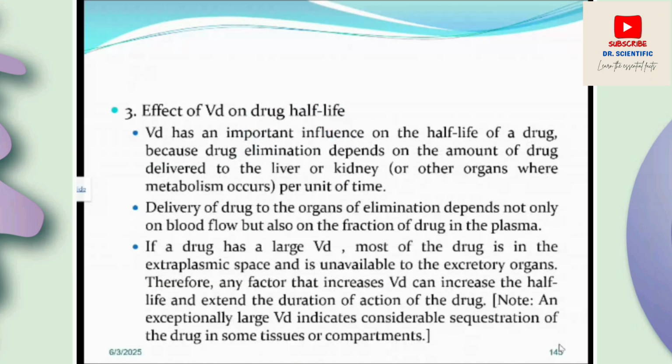It's okay. Effect of volume of distribution on drug half-life. Volume of distribution has an important influence on the half-life of a drug because drug elimination depends on the amount of drug delivered to the liver or kidney or other organs where metabolism occurs per unit of time. Delivery of drugs to the organs of elimination depends not only on blood flow, but also on the fraction of drug in the plasma. If a drug has a large volume of distribution, most of the drug is in the extraplasmic space and is unavailable to the excretory organ. Therefore, any factor that increases volume of distribution can increase the half-life and extend the duration of action of the drug. Note, an exceptionally large volume of distribution indicates considerable sequestration of the drug in some tissues or compartments.